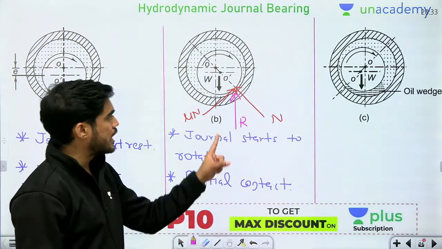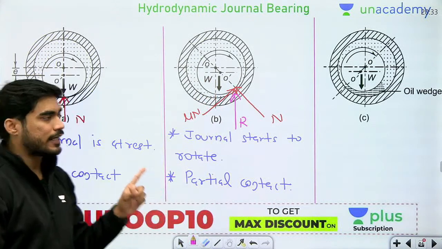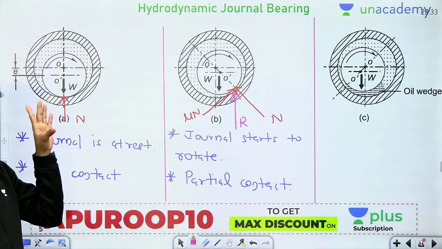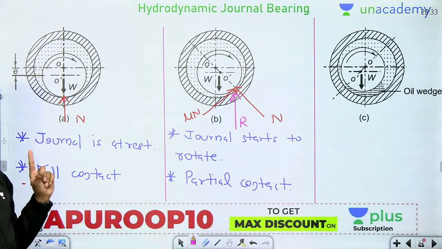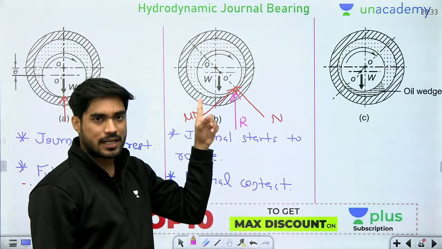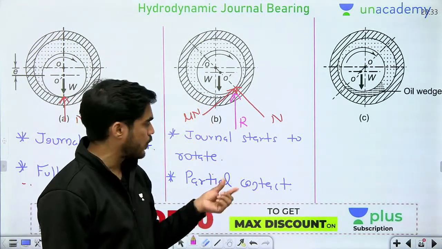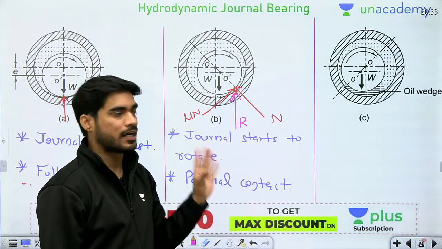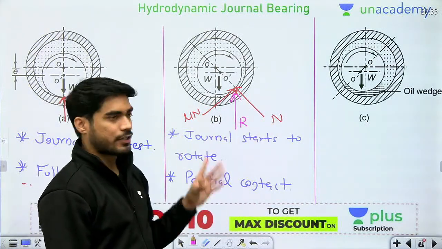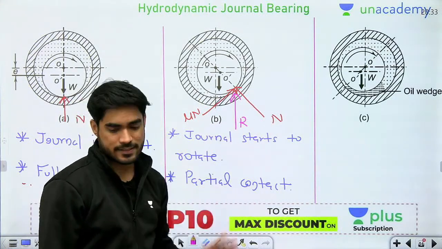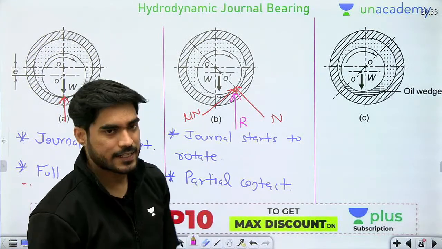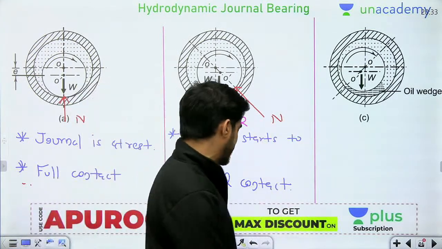So beta, now do you understand how the journal is supported? Here the journal is supported directly by the bearing surface through this N. Here also the journal is supported directly by the bearing surface because there is some contact between journal and bearing. So there is normal force and friction force. Resultant is like this, okay?